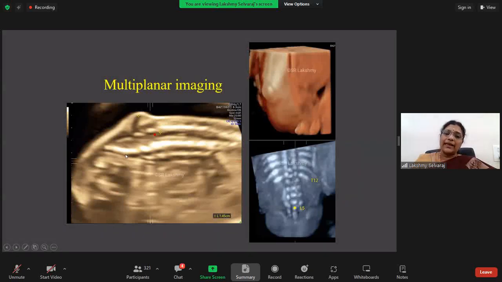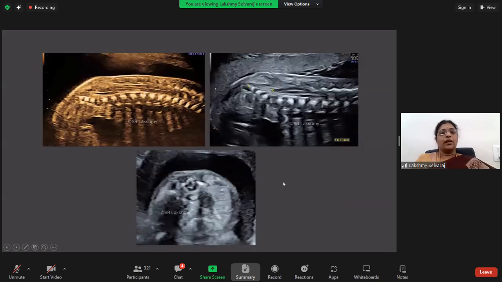Now, when you do multiplanar imaging, with the position of the reference dot, you can identify at which level the conus ends. This will be a very small subcutaneous swelling, but you understand that there is an underlying spinal dysraphism and a low-lying conus.